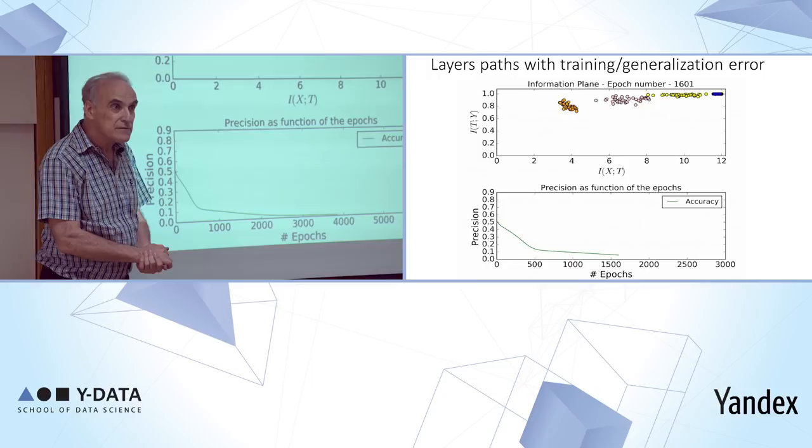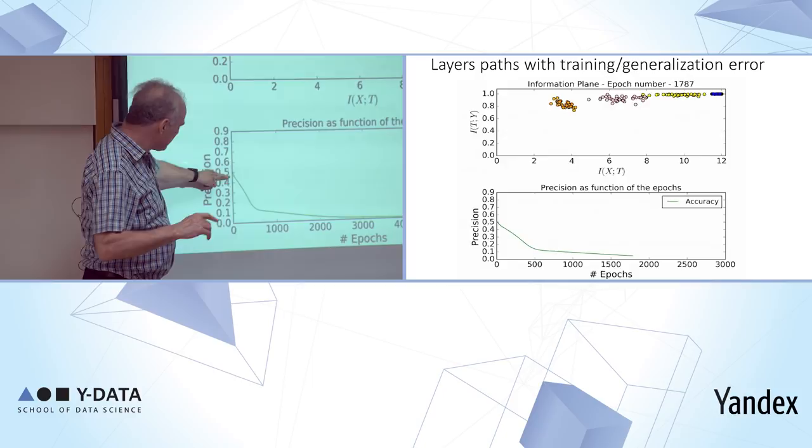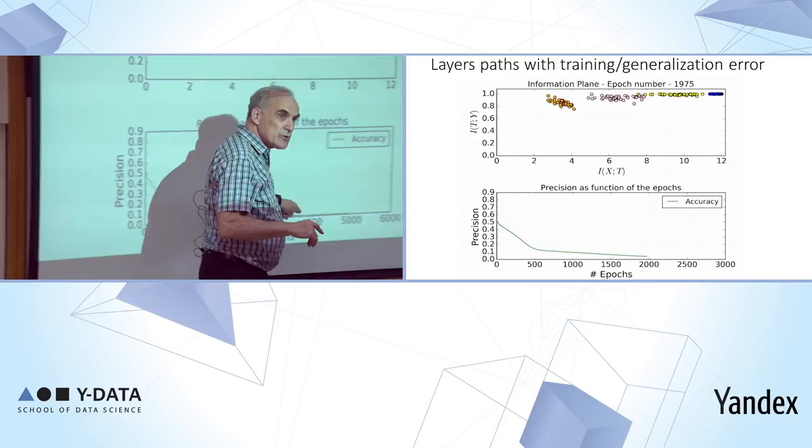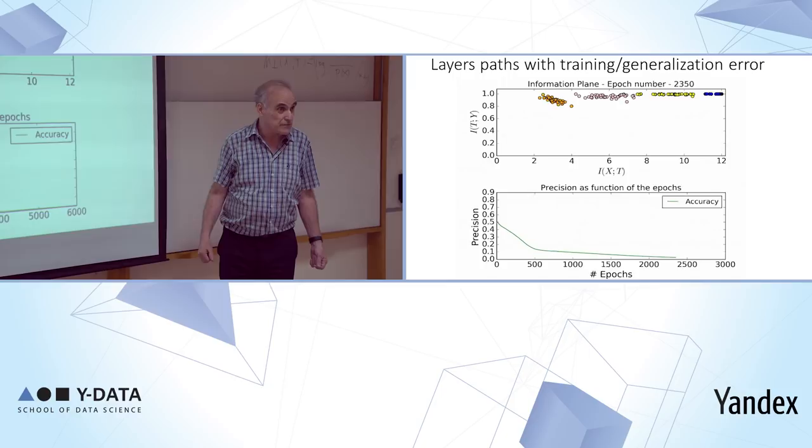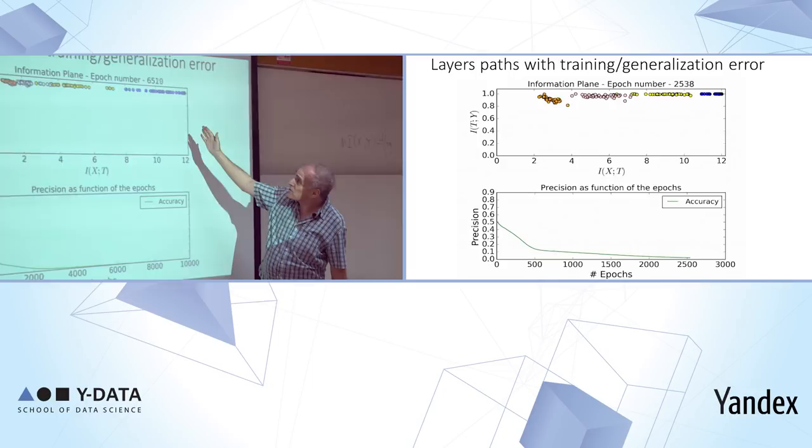Sometimes it takes a long time to get out of this point, but then eventually you drop, and then you almost saturate. It can't be zero, so there's still gradient that pushes you somewhere, but the gradient saturates. You see that the slope converges to zero. But you see that the compression that I talked about still continues, even when the slope is essentially zero.